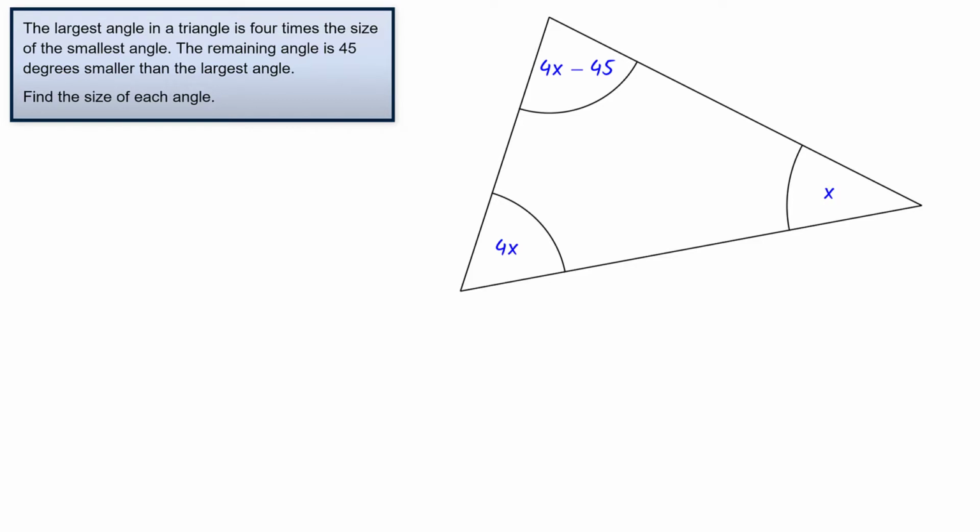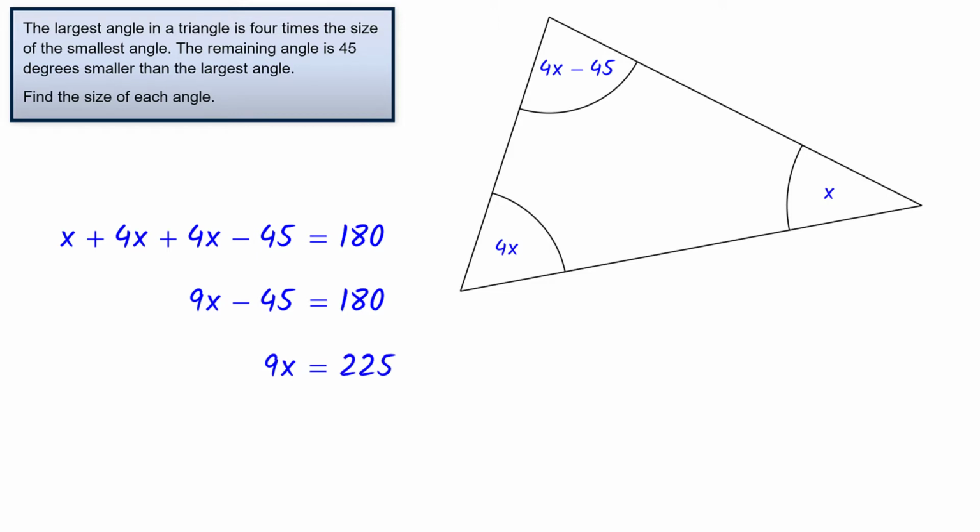Now angles in a triangle always sum to 180 degrees. Therefore, x plus 4x plus 4x minus 45 must be equal to 180. Collecting like terms on the left-hand side gives 9x minus 45 is equal to 180. So 9x is equal to 225 and x is equal to 25.